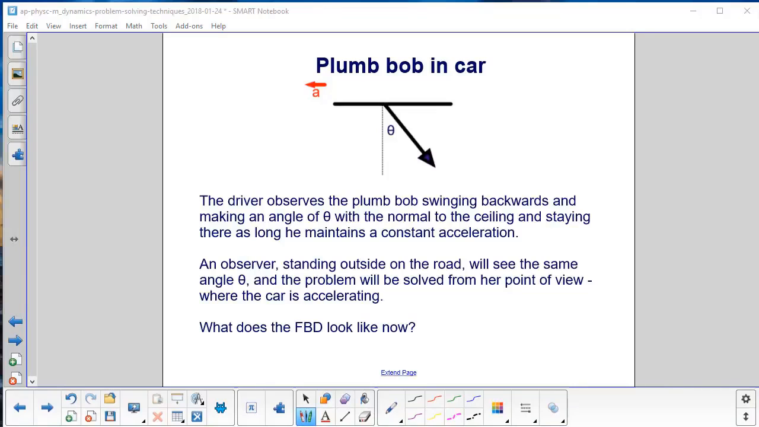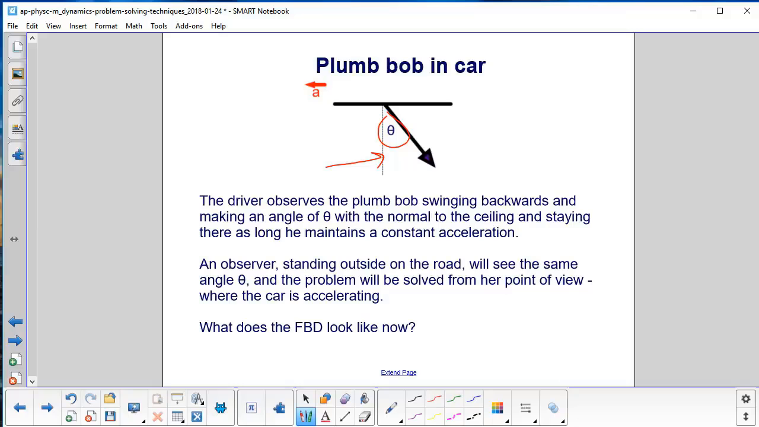The driver observes the plumb bob swinging backwards and making an angle theta with the normal to the ceiling. It stays there as long as he maintains a constant acceleration. An observer standing outside on the road will see the same angle theta, and the problem will be solved from her point of view, and that's the reference frame where the car is accelerating.